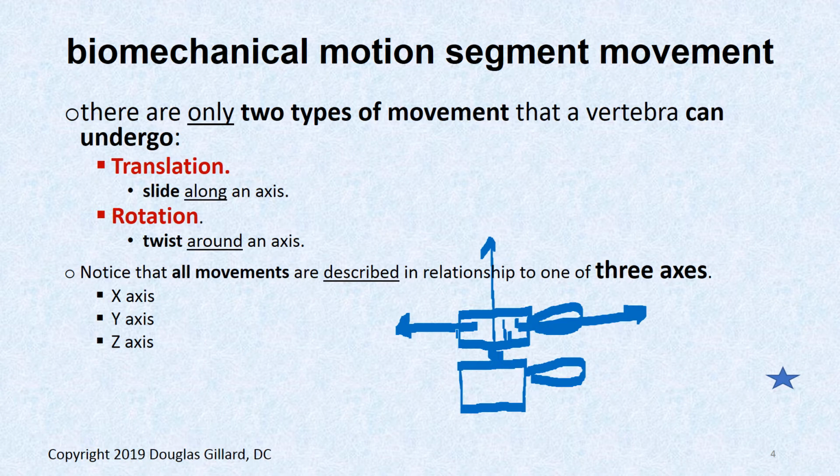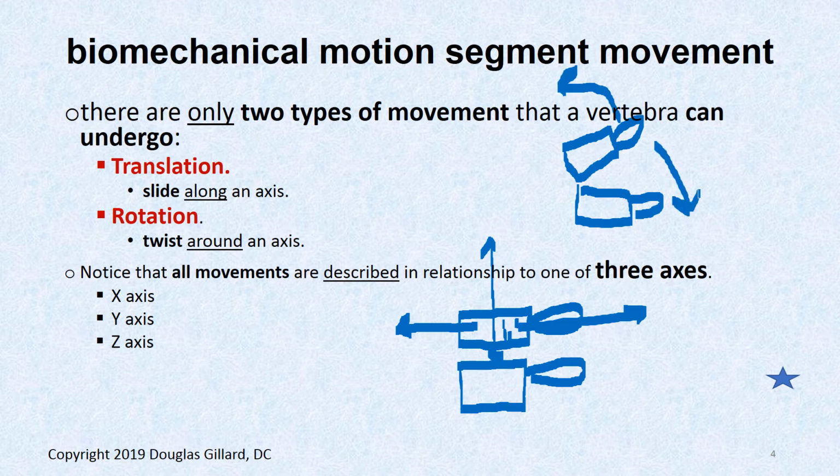Rotation is if the top vertebra tips up. We'll leave this one down here. So this vertebra has tipped upwards, or it can tip backwards from the sagittal view again. Okay, so that's a rotation. That's going to have a central point of rotation. The points are going to move differently depending where the points are on the vertebra. But that's also a form. So there's only two types, translation and rotation.